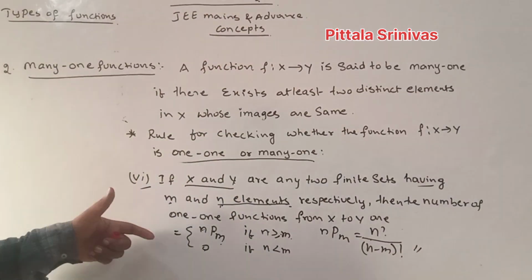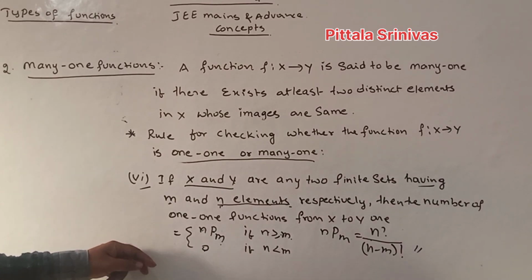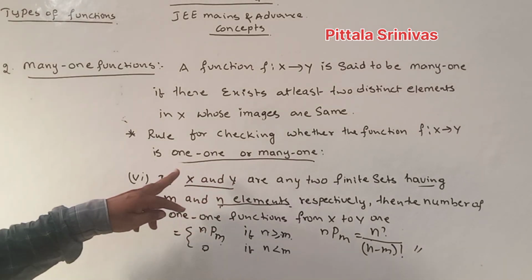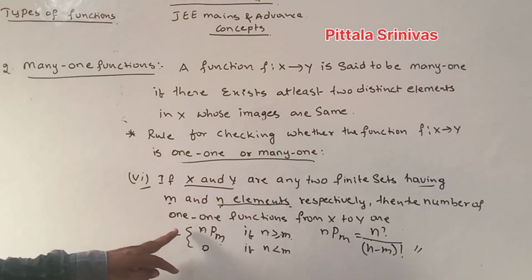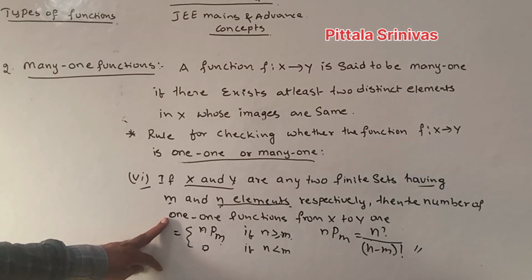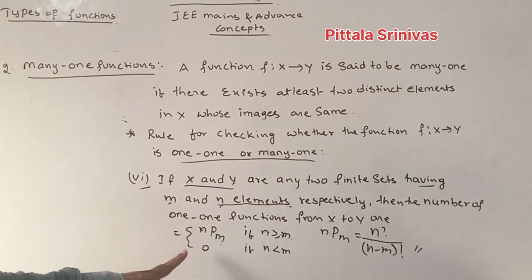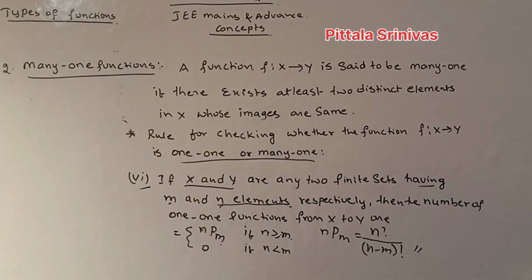These are the number of 1 1 functions from x to y. x and y are two finite sets. Number of x is equal to m. Number of y is equal to n. Then what is the number of 1 1 functions? nPm is the total number of 1 1 functions if n is greater than or equal to m. If n is less than m, then 0. There are 0 1 1 functions. Okay, all of you. That's all.